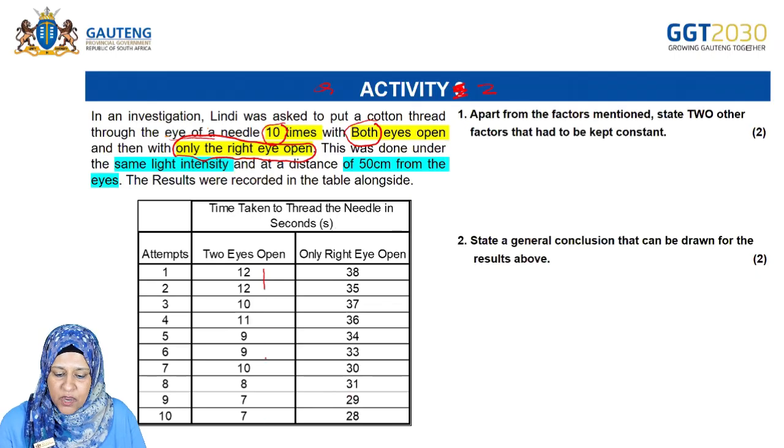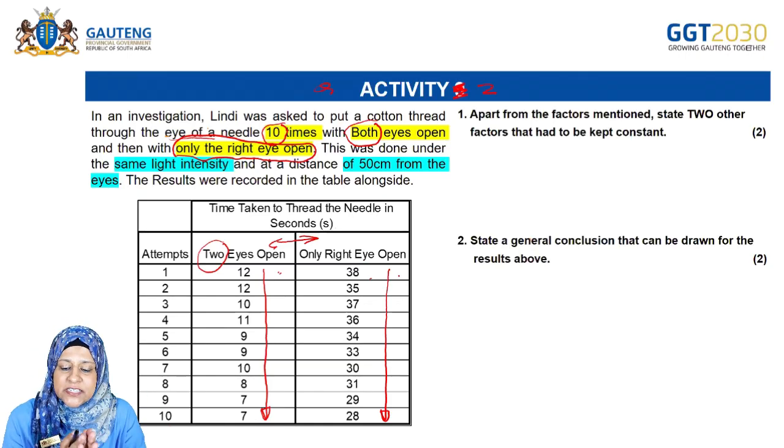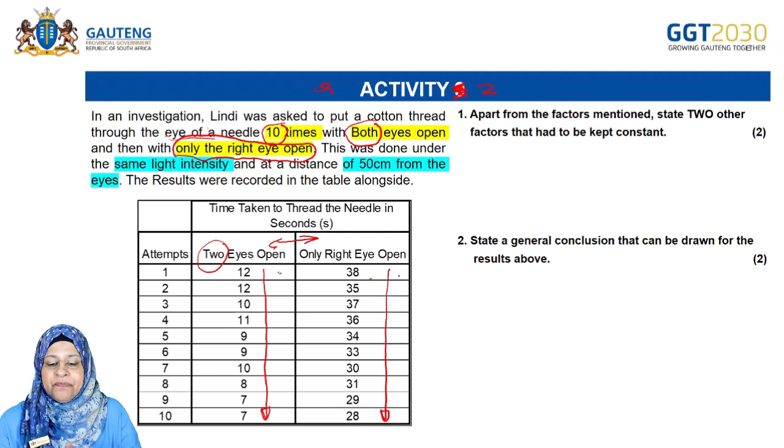As I'm going down here, I can see the time is getting less. But when I compare these two, this one is much faster than this one. So with 2 eyes open, it is faster than with only the right eye open. So I've unpacked the data. I've understood what the table is saying. This is going to help you answer the questions.